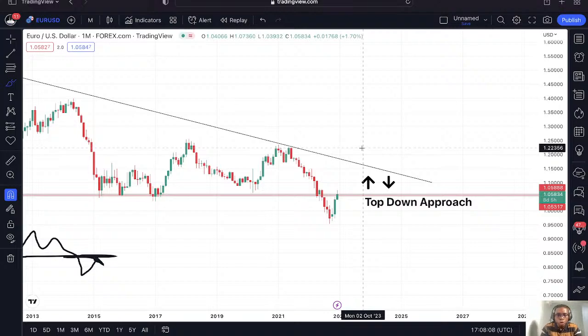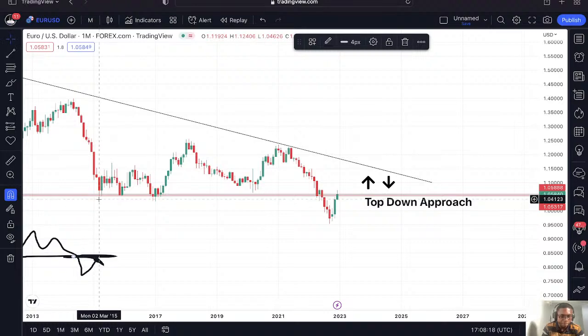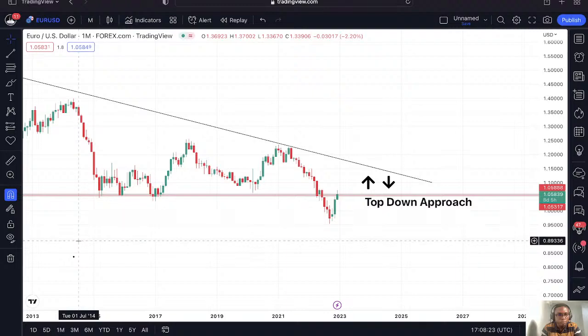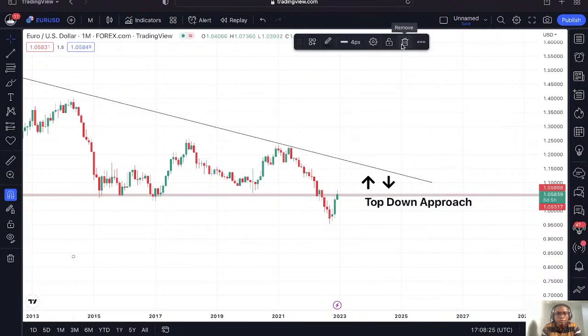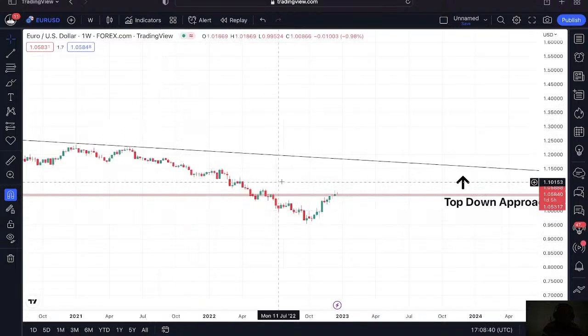All right, good. We are on the monthly time frame now. Let's go down to the daily time frame. Okay, so here let's go down to the weekly time frame. So here we have the weekly time frame.